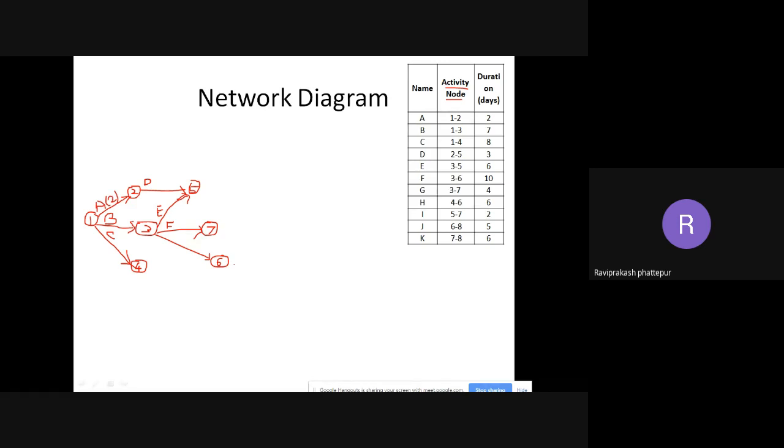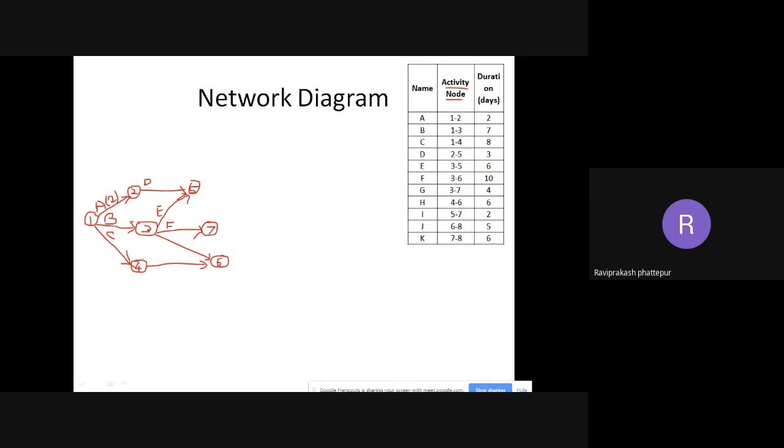You can interchange A, B, C also. Instead of drawing A on top, you can draw it at the bottom also. So it may change, but it should not hamper the overall network diagram. Okay. So 4 to 6 is done. H is done. Next is I.